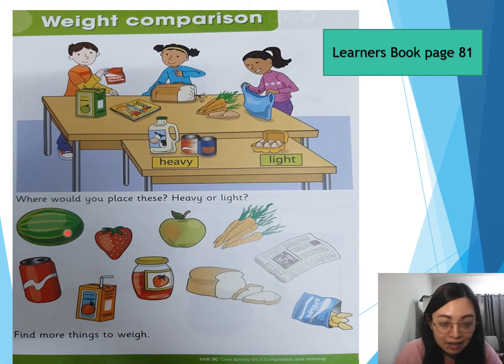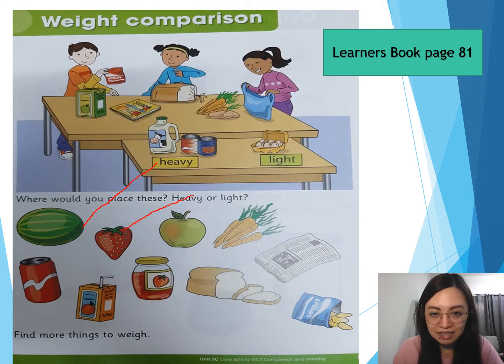Okay, now where would you place this heavy or light? So let's try to answer. How about this watermelon? Is it in heavy or in light? Do you think it's heavy or light, kids? Okay, it is heavy. How about this strawberry? Is it heavy or light? Correct, it is light. How about this apple? Okay, the apple is also light.